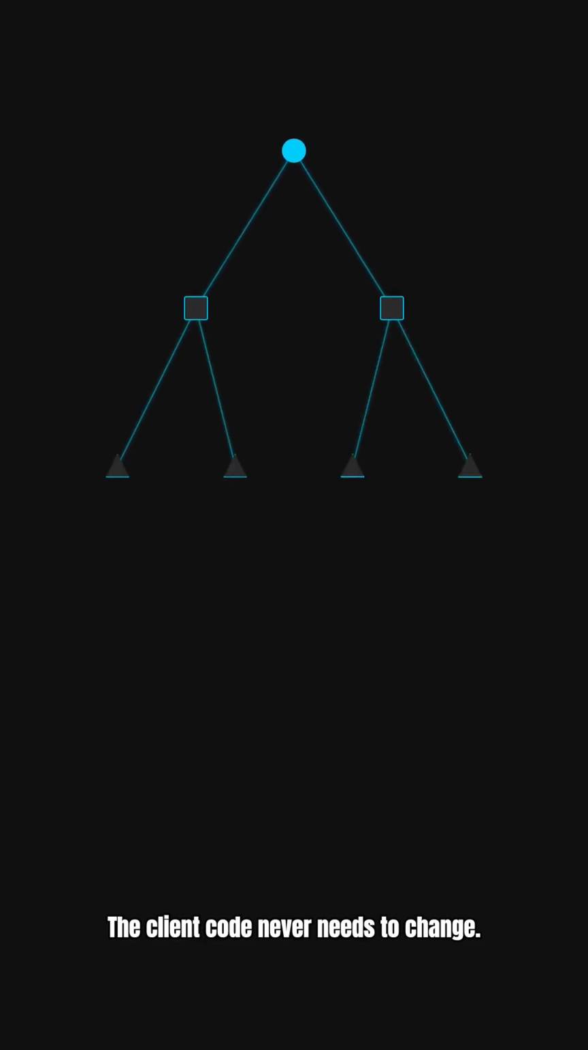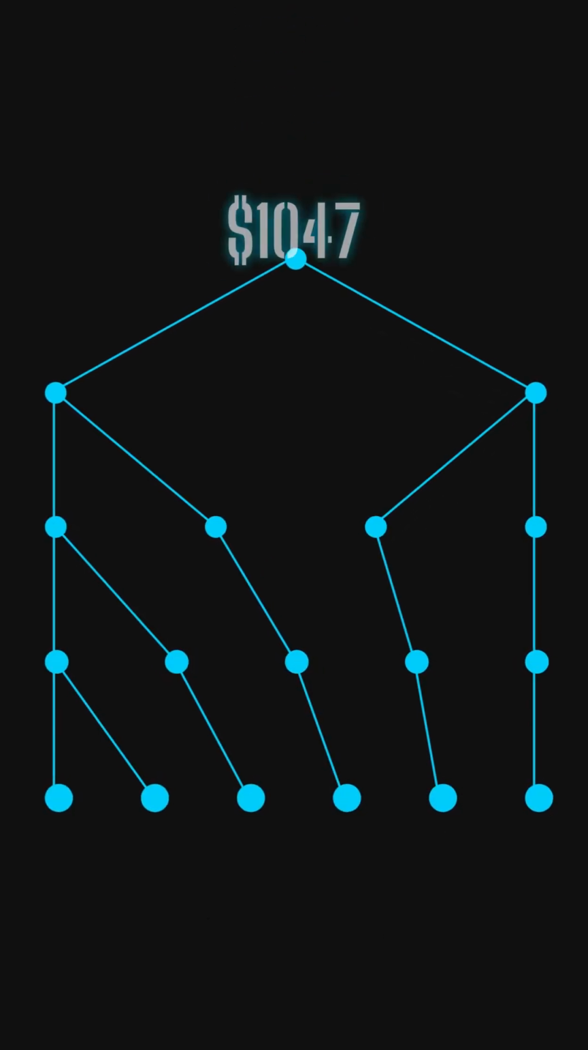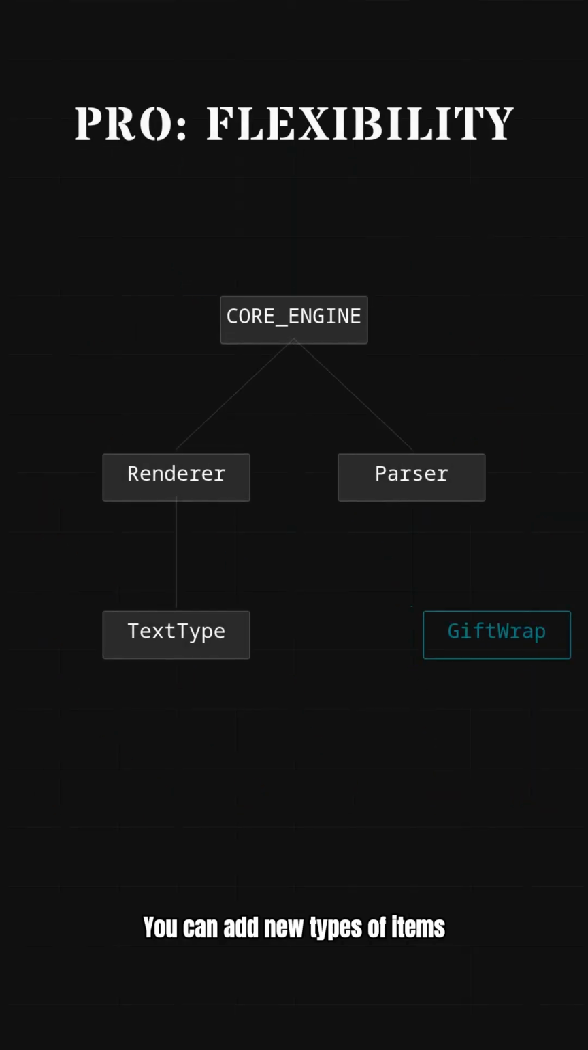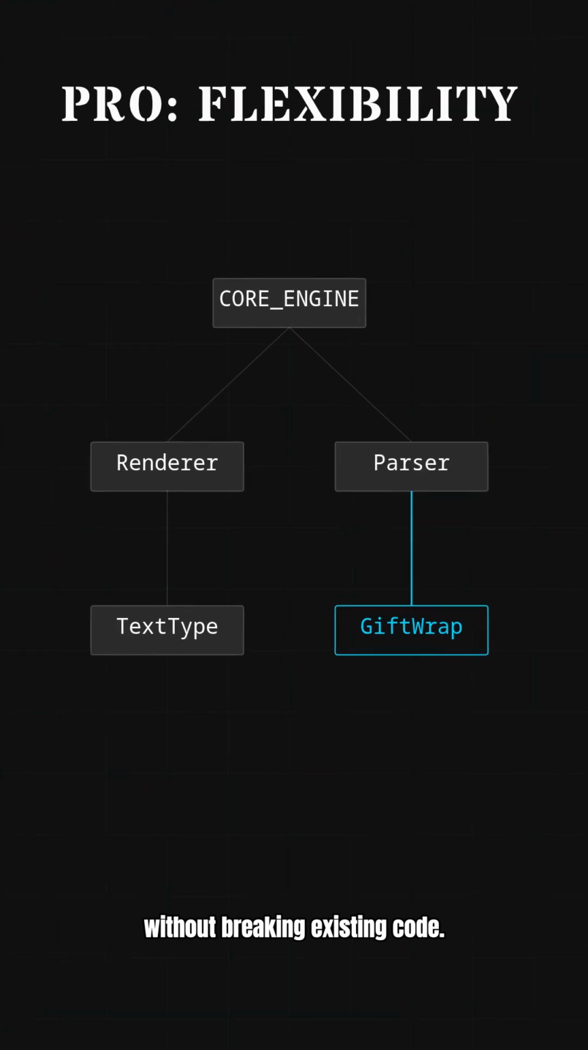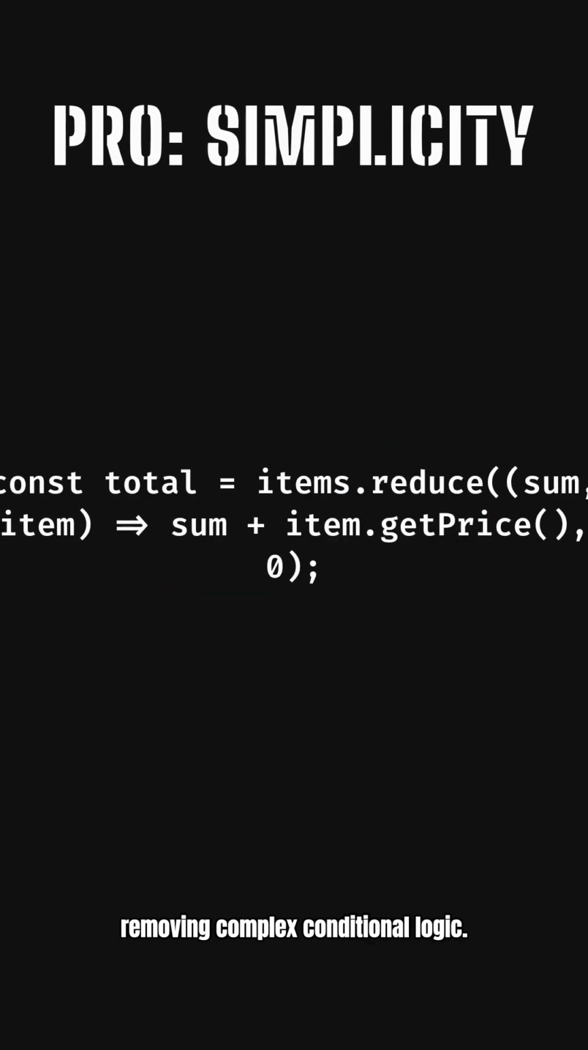This tree can be 10, 50, or 100 levels deep. The client code never needs to change. One simple call at the root of the tree traverses every single node and returns the result. The main benefit is flexibility. You can add new types of items without breaking existing code. It simplifies your client code significantly by removing complex conditional logic.